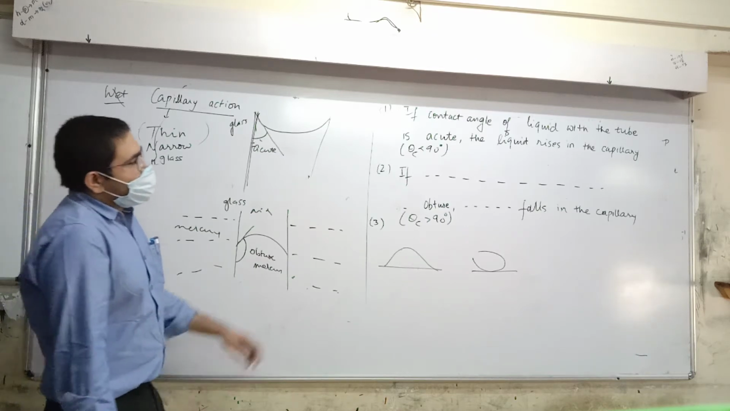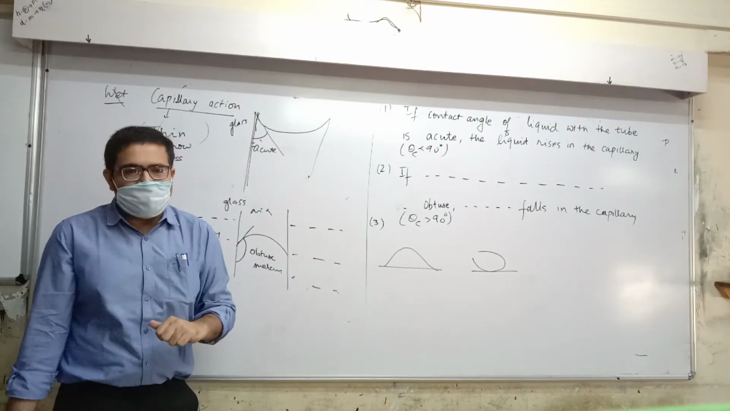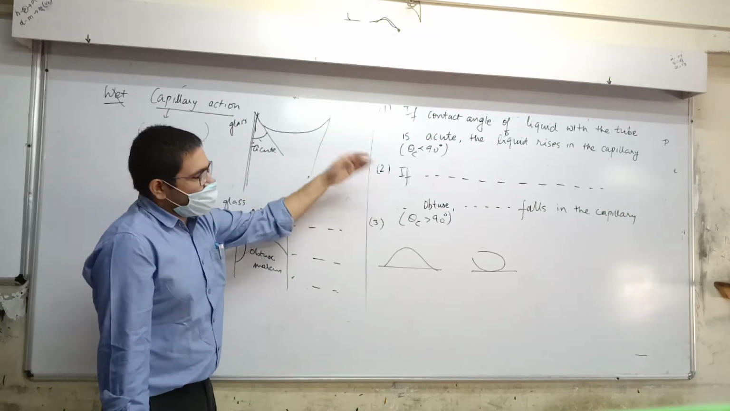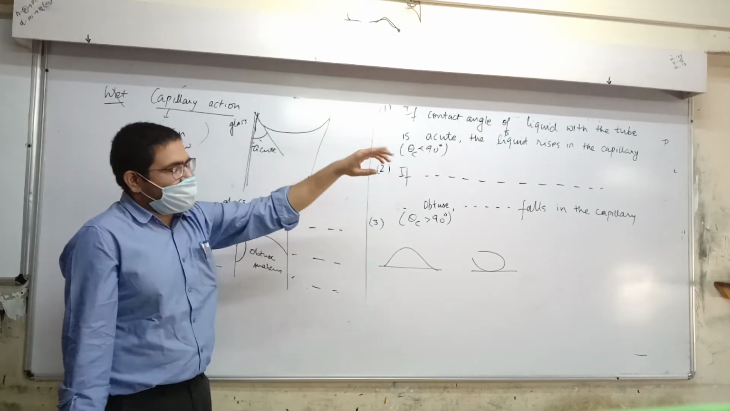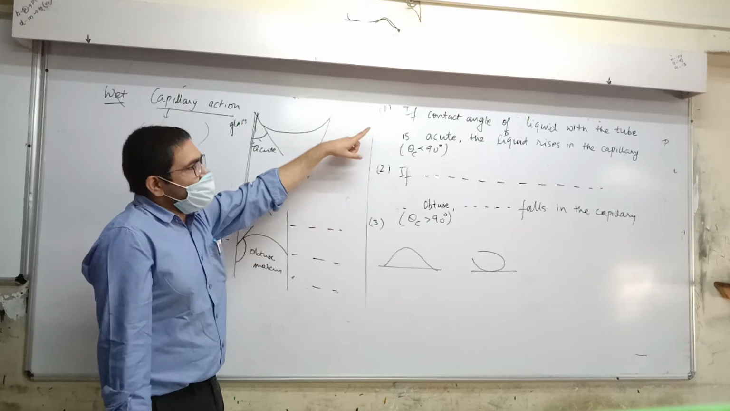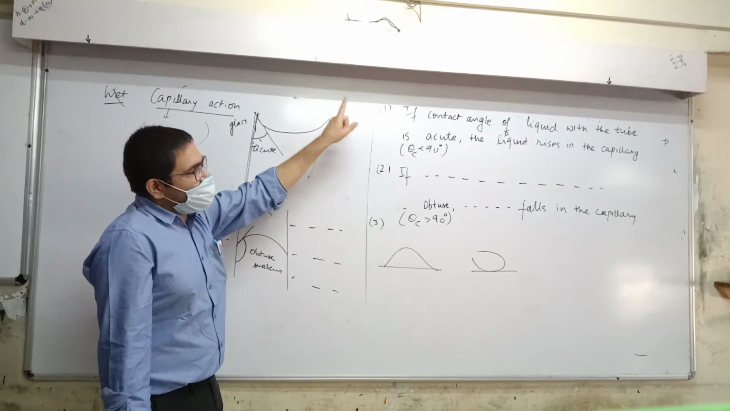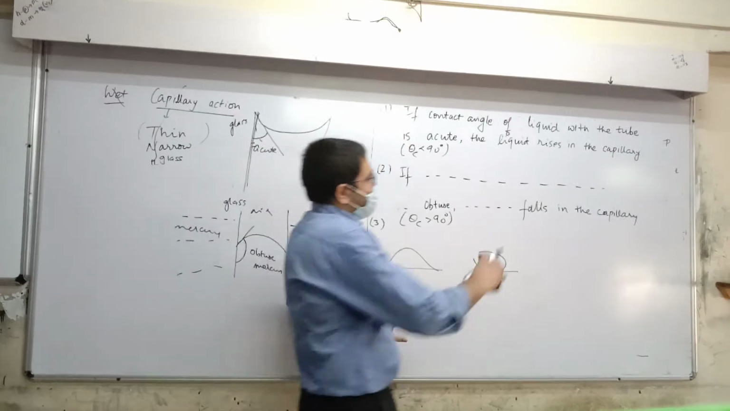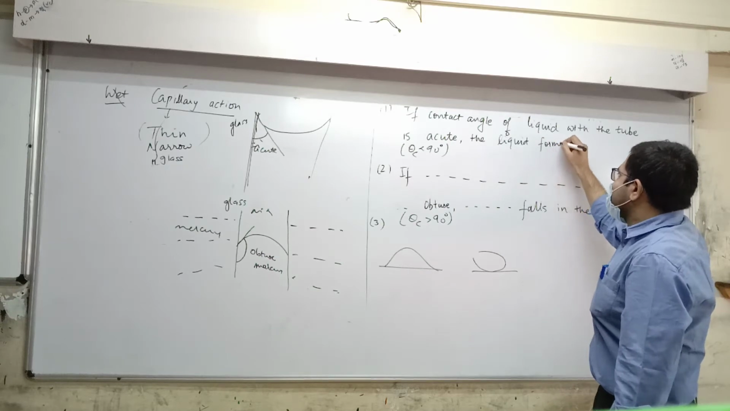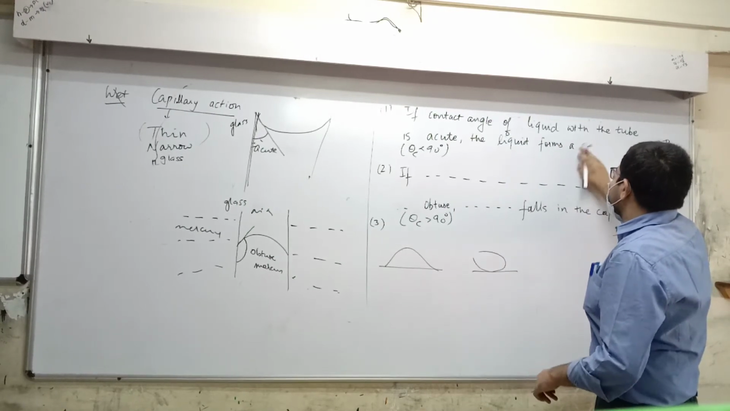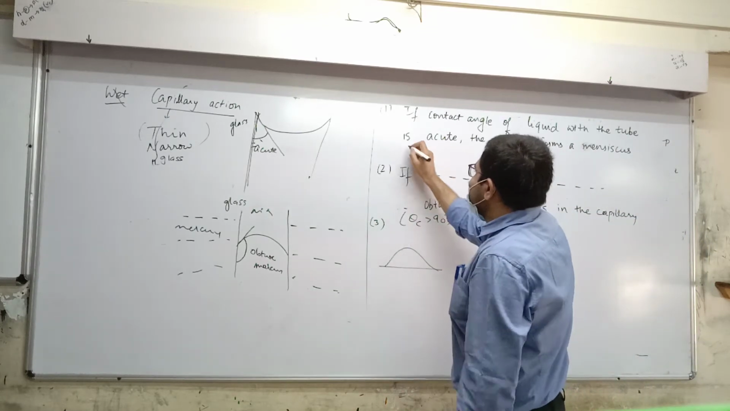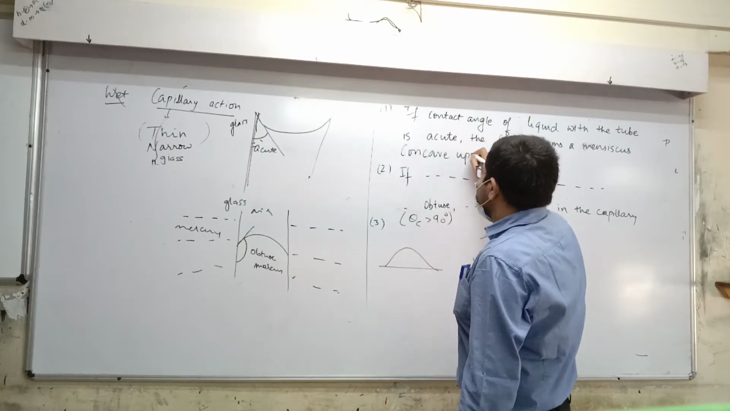Okay. So we have these three cases. Along with those three cases, let's write three similar points. Number one: if the contact angle of the liquid with the tube is acute, the liquid forms a meniscus concave upwards.